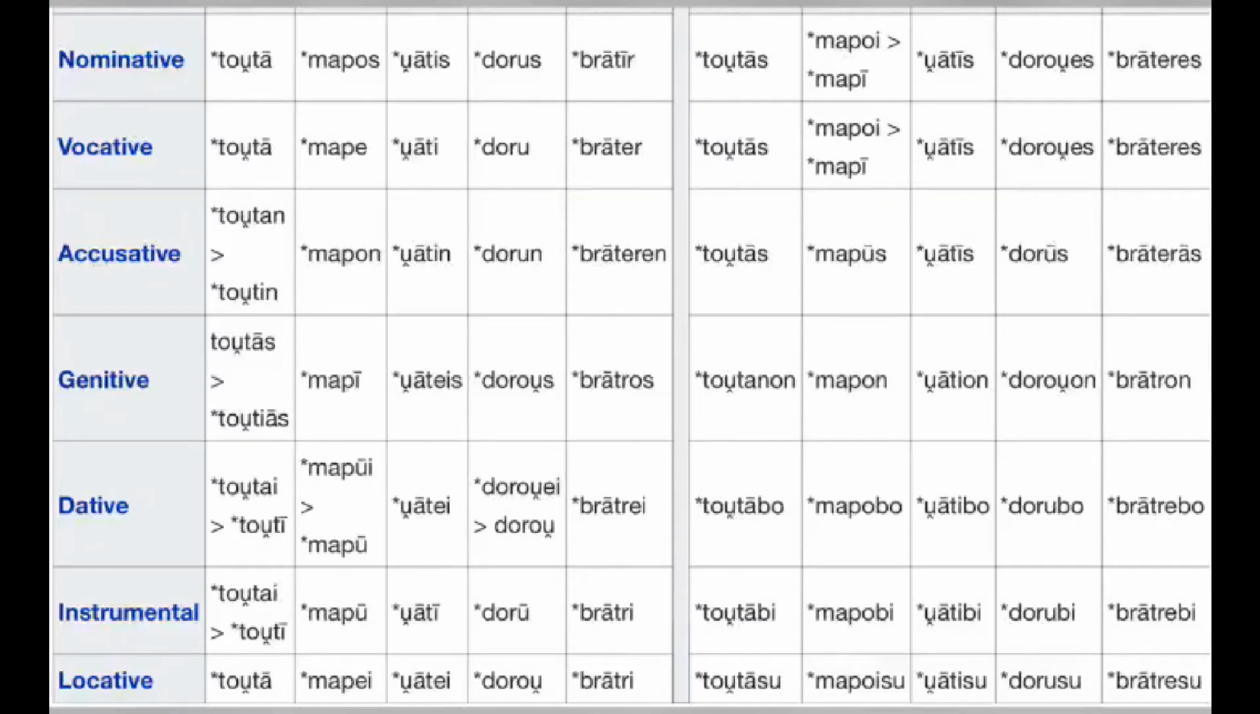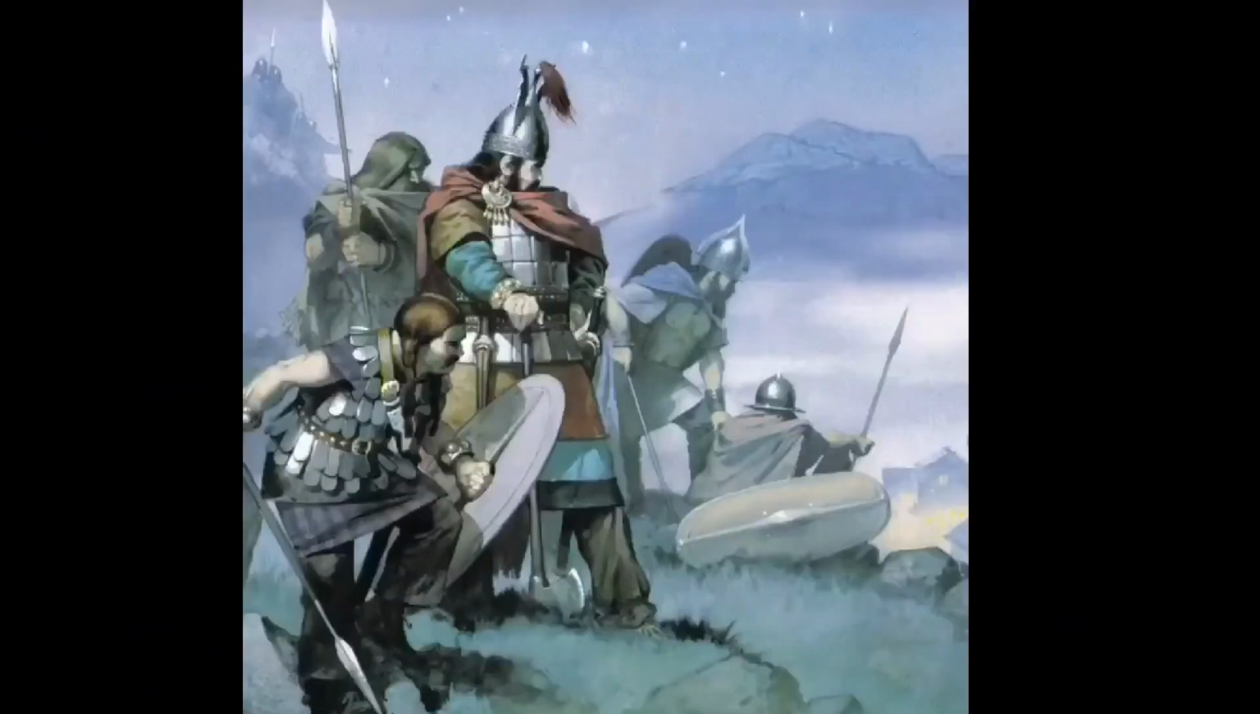Instrumental shows that a noun is used for an action, as in "I wrote the letter with a pen," and pen being the instrumental. It's the instrument with which an action is done. Locative indicates the location, as in "I'm in Gaul." So now that we got that out of the way, which by the way, those aren't the only cases, we can start actually doing Gaulish.